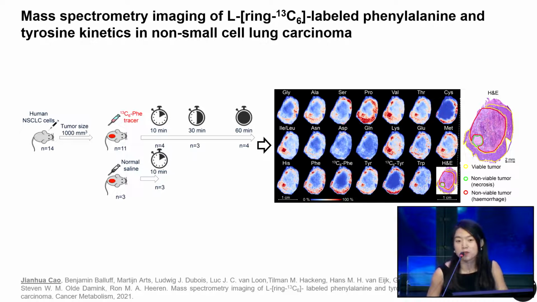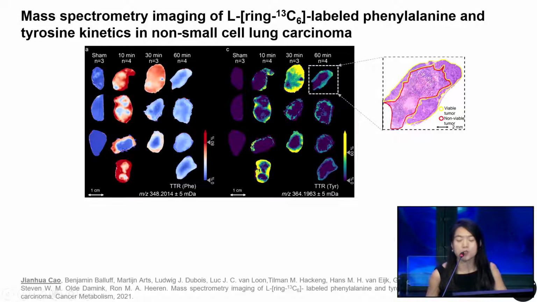The results showed most of the unlabeled amino acids, together with isotope-labeled phenylalanine and tyrosine, showed similar spatial distribution, with a higher abundance in the viable tumor compared to non-viable tumor.